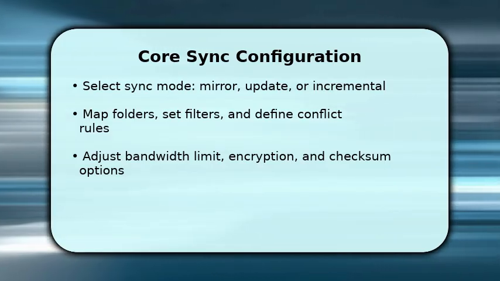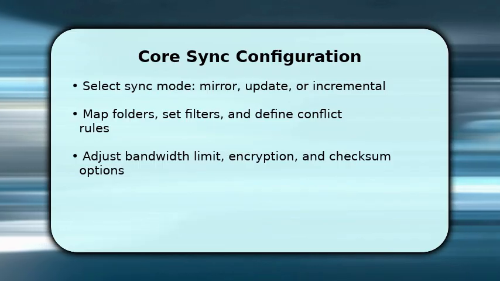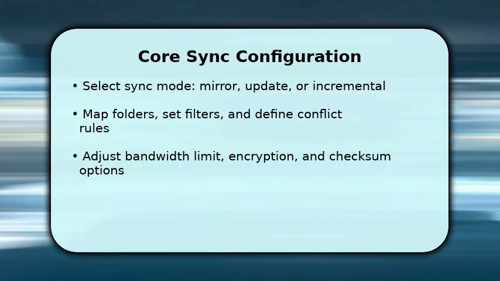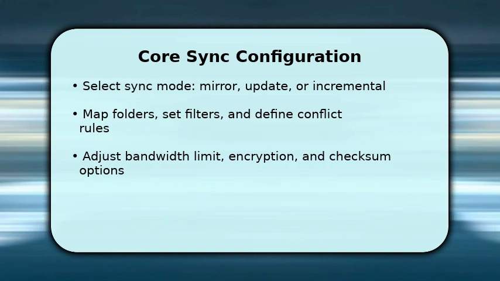Next, map your source and target folders, apply include/exclude filters for file types or sizes, and define conflict rules so the app knows whether to keep newer or original files. Also, make sure to set bandwidth limits and enable encryption and checksum validation to guarantee integrity and predictable transfer performance.